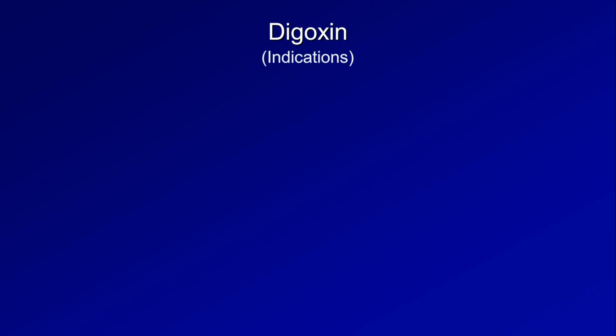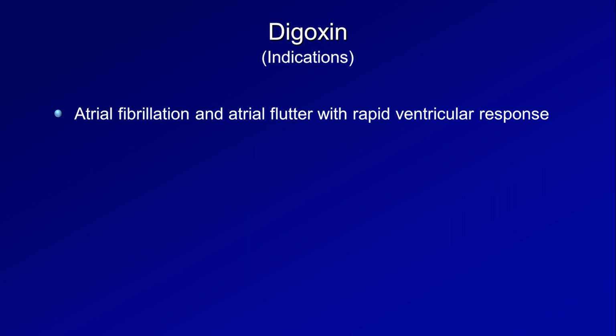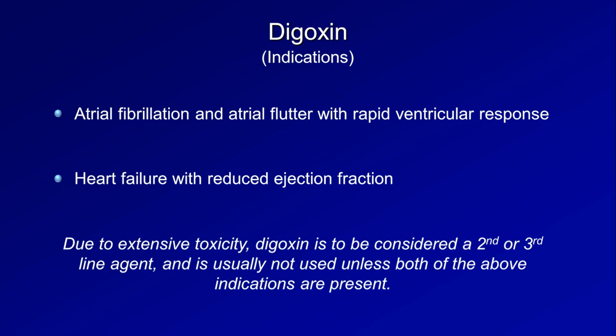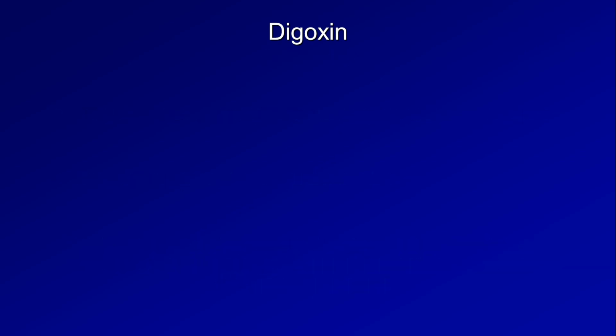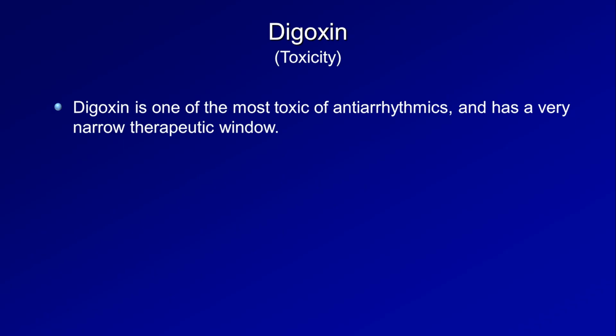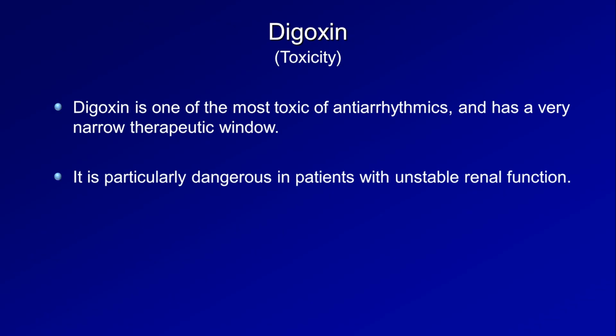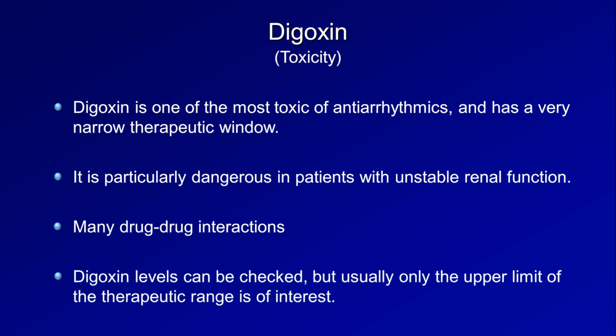There are only two significant indications for Digoxin: atrial fibrillation and atrial flutter with rapid ventricular response, and heart failure with reduced ejection fraction. However, due to Digoxin's extensive toxicity, it is considered to be a second or third line agent and is usually not used unless both of the above indications are present. As already implied, Digoxin is one of the most toxic of antiarrhythmics, has a very narrow therapeutic window, and is particularly dangerous in patients with unstable renal function. It also has many drug-drug interactions. Dig levels can be checked, but usually only the upper limit of the therapeutic range is of interest. In other words, if a patient's serum Dig level is in the toxic range, a dose reduction is warranted. But the dose is not increased if the level appears to be subtherapeutic, provided that adequate clinical response seems to be present.